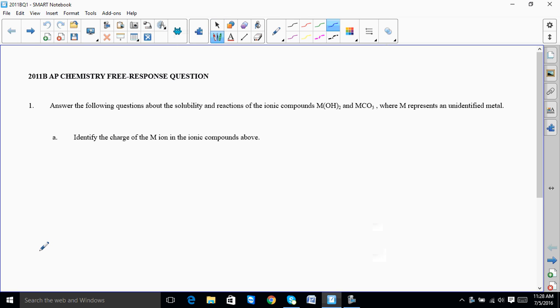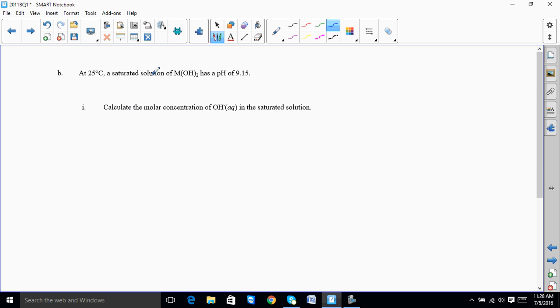The hydroxide ion has a -1 charge, and you should know that the carbonate ion has a -2 charge. So in either one of these, it just makes sense that the charge is +2, because the reason you need two hydroxides is 2 times -1 is -2, and if CO3 is -2, then M would have to be +2. Pretty easy question. That's just a one-pointer.